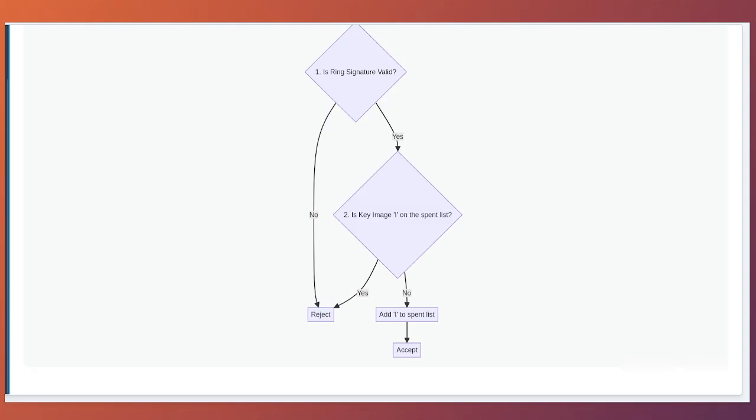However, if the key image is already found in the database, it is a clear indication that this user is attempting to act a second time. The transaction is immediately rejected as a double spend attempt. This provides the necessary security without compromising the anonymity of the signer's identity.